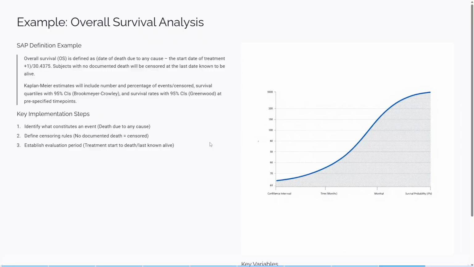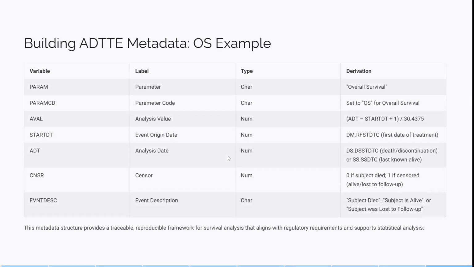Okay. So the next one would be the ADTTE metadata. We'll be having the PARAMCD, PARAM, AVAL, and STARTDT. For analysis value, you can see the analysis date minus start date plus 1, divided by 30.4375, and ADT, the analysis date, CNSR, and the event description. This metadata structure provides a traceable, reproducible framework for survival analysis that aligns with regulatory requirements and supports statistical analysis.